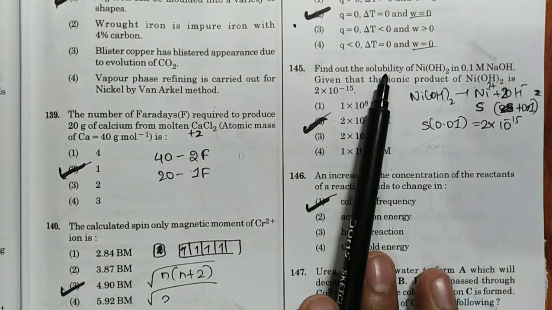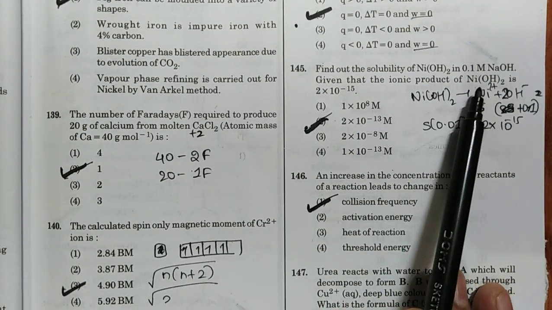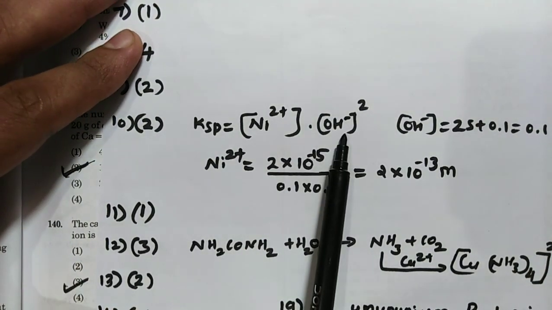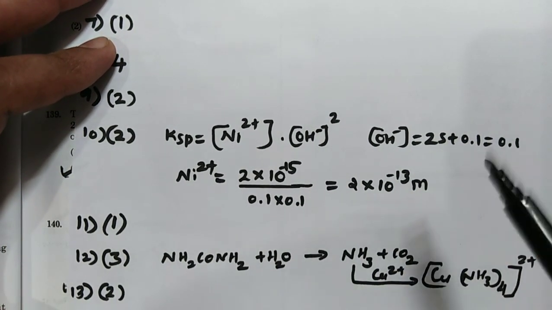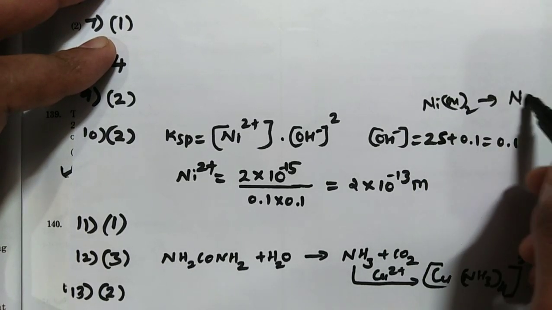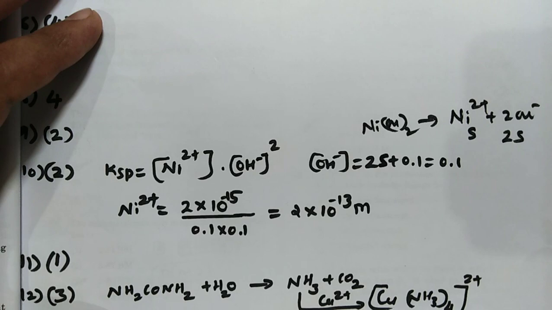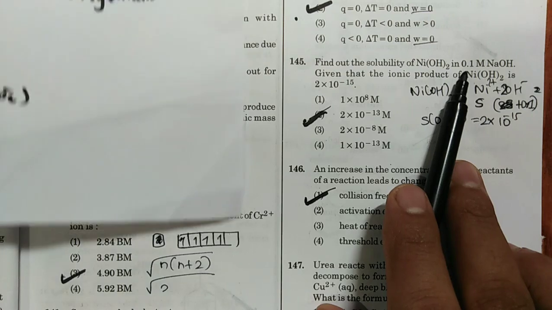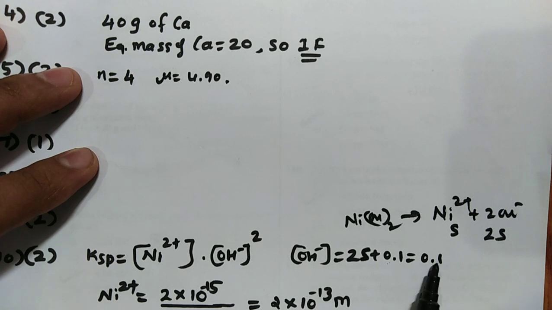145th question: find out the solubility of Ni(OH)2 in 0.1 M NaOH, given the ionic product. In this particular case, I have solved the question. You can see that the Ksp formula is Ni2+ into OH minus to the power 2. For OH minus in this particular case, remember 2s, because Ni(OH)2 when dissociated gives Ni2+ and 2OH minus. So if it is 2s, I am going to write 2s plus 0.1, where 0.1 is taken from NaOH, which they have given as 0.1. So 2s into 0.1: 2s you have to neglect because the solubility is very small, hence it is 0.1.